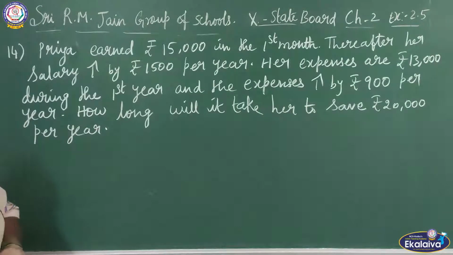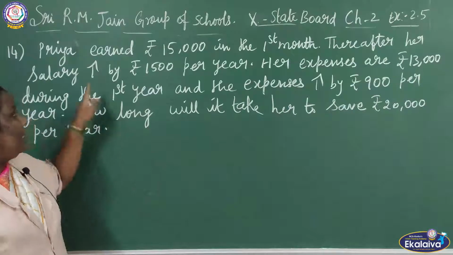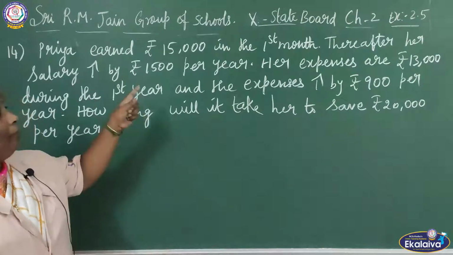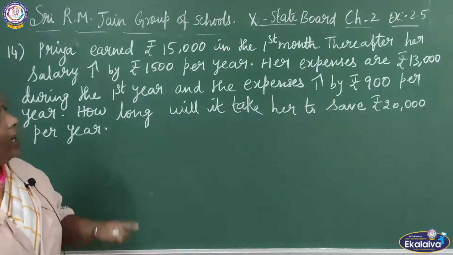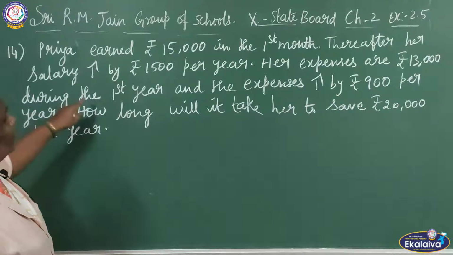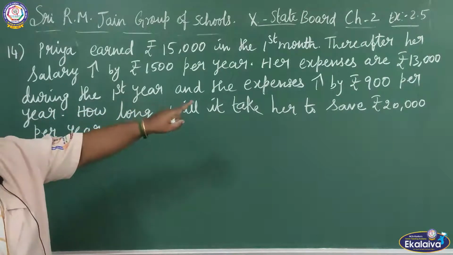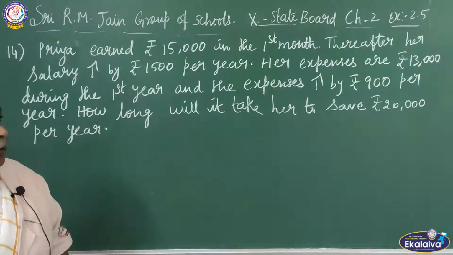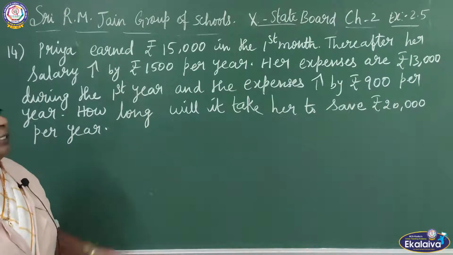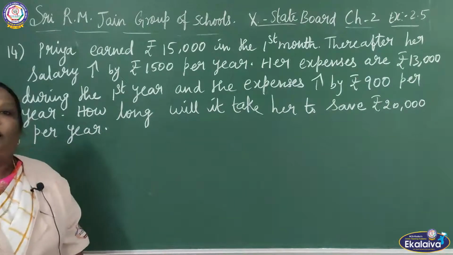See the 40th sum. Priya earned rupees 15,000 in the first month. Thereafter her salary increased by rupees 1,500 per year. Her expenses are rupees 13,000 during the first year and the expenses increased by 900 rupees per year. How long will it take her to save rupees 20,000 per year?